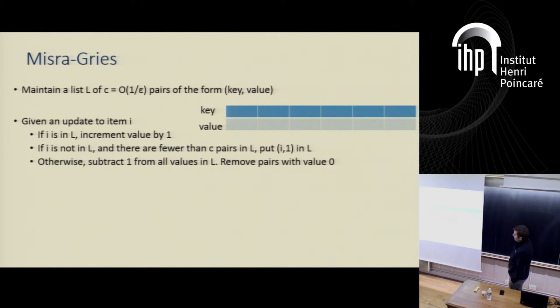And the more interesting case is the following. If I have update I, and it doesn't appear in the list, and there's nowhere to put it, because I already have C pairs, then what do I do? Well, I look at all of the pairs in the list, and I subtract 1 from all of their values. And then some of them might now have value 0, in which case I remove them from the list.